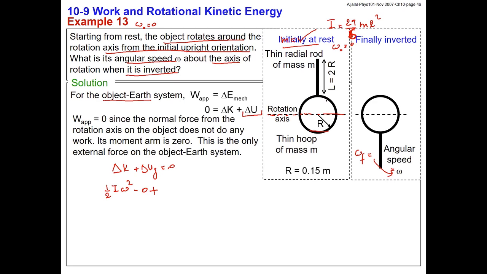This is a hoop of mass M, so it's uniform. The center of mass of the hoop is right in the middle here. This is a uniform rod of mass M. The center of mass of this rod is right in the middle. So the center of mass of the whole system is right here in the middle. Now I will look at the change in height of the center of mass. The center of mass was here initially, at the distance r from the axis of rotation. When it's completely inverted, the center of mass is right here.